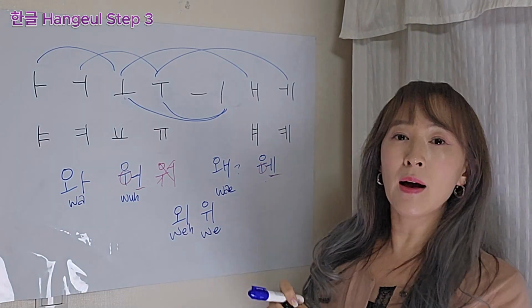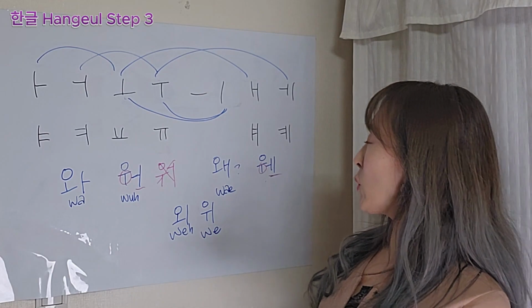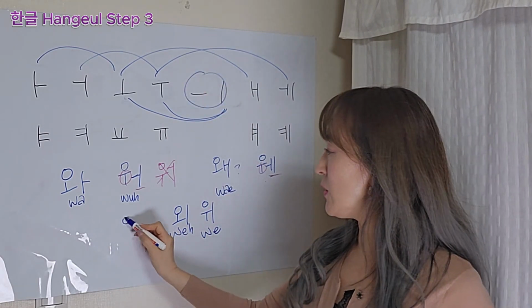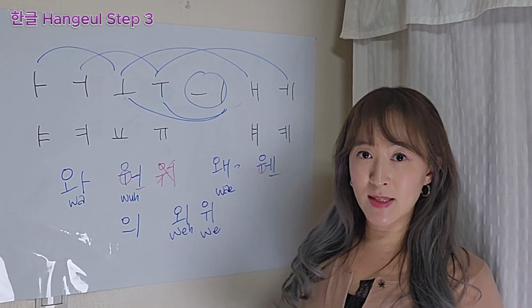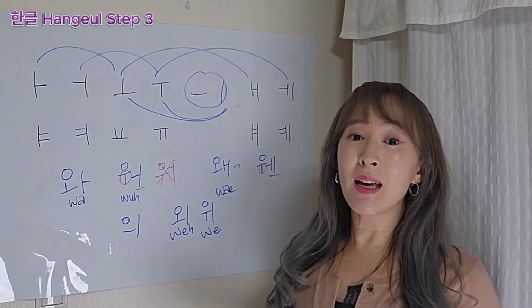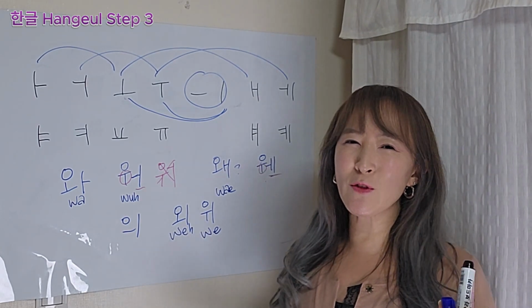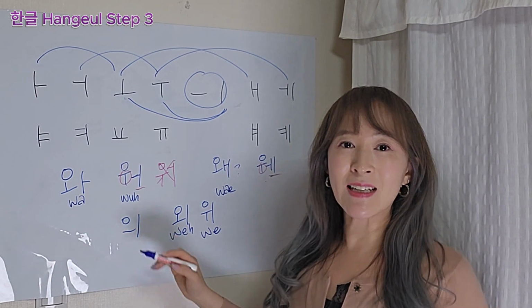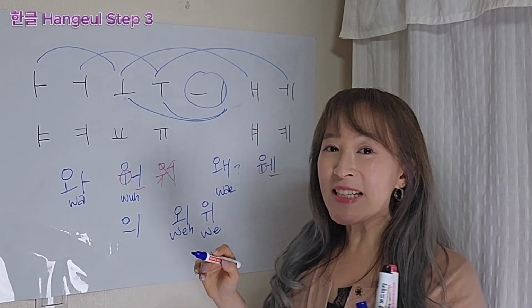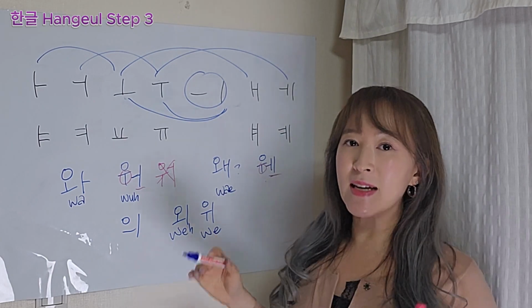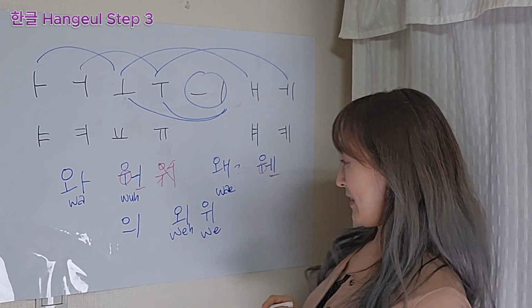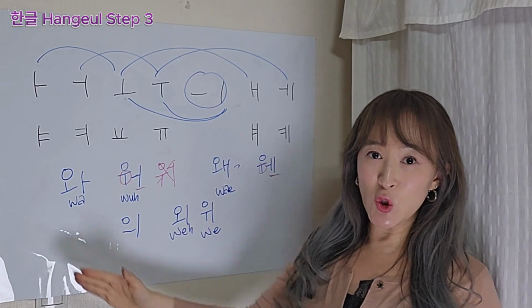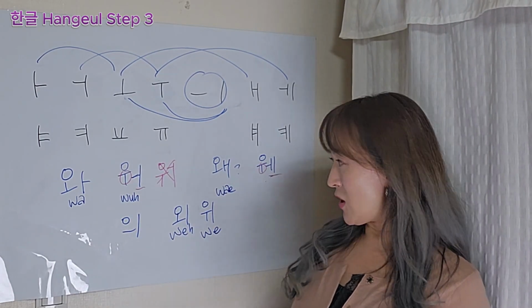Okay. And finally, the last one we have here is this and this together. So this is probably one of the most difficult syllables to pronounce. It's ui. Quickly. Ui. Okay. So now we have these 7 new double vowels here.